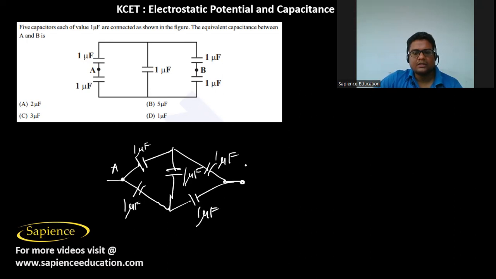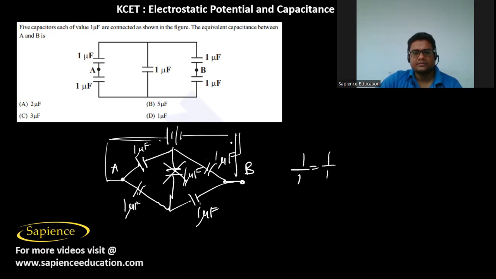So this is the equivalent circuit, we can say. Now, as you can see, the ratio of these two, 1 by 1, equals the ratio of these two, 1 by 1. So it means that no current will flow across this 1 microfarad capacitor if points A and B are connected to some voltage source.